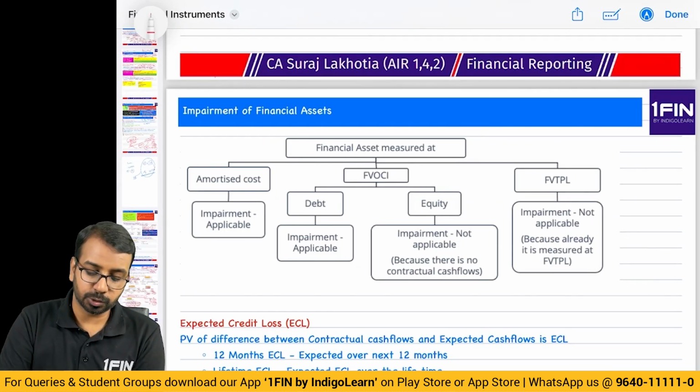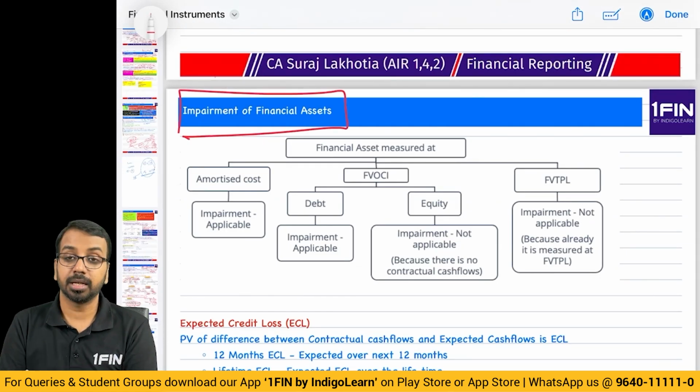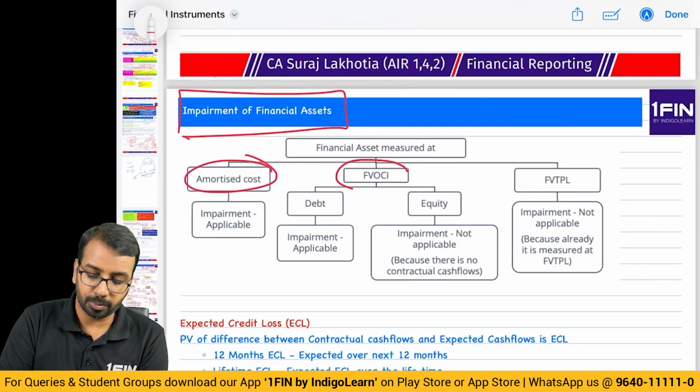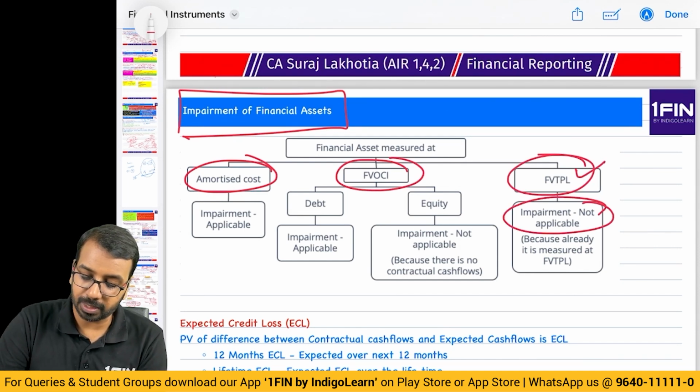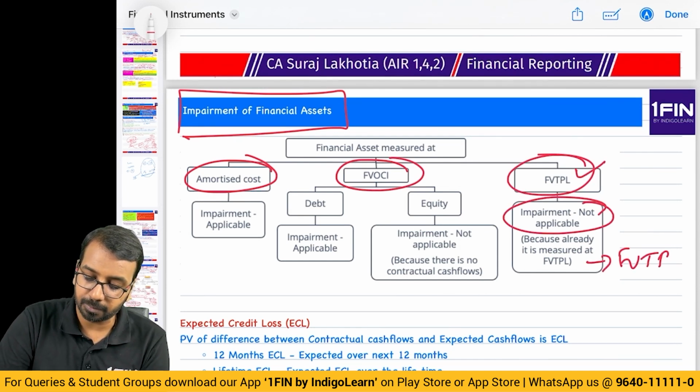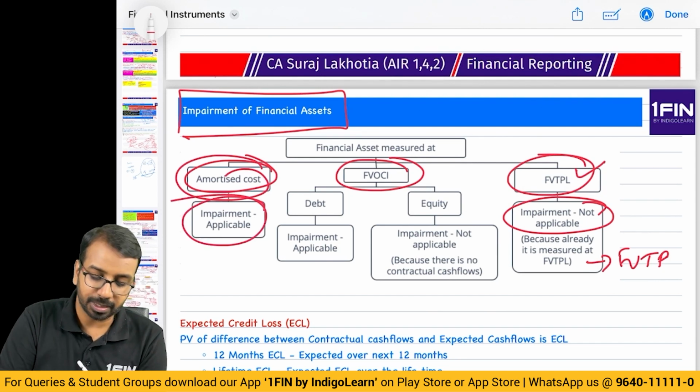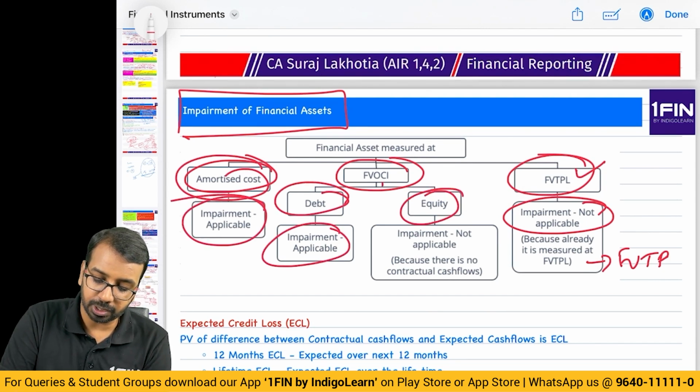Now, let's move on to the next one, impairment of financial asset. Financial asset, three categories, we know: amortized cost, FVOCI and FVTPL. Now, when it is FVTPL, impairment is not applicable because it is already measured at FVTPL. For amortized cost, impairment is applicable. For FVOCI, for debt, impairment is applicable. For equity, impairment is not applicable.